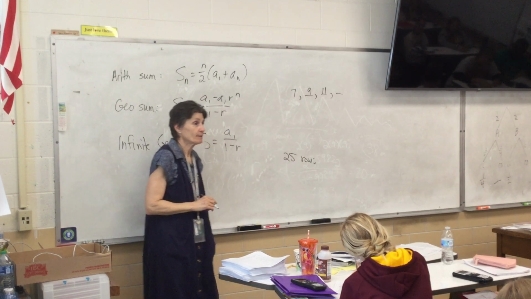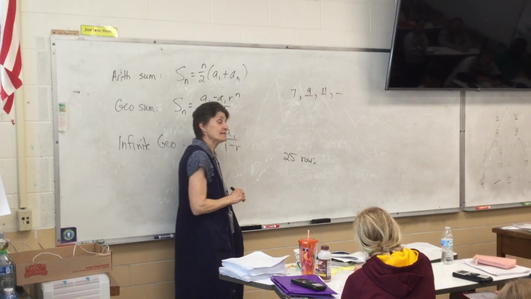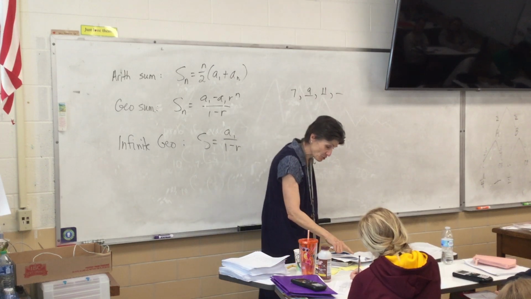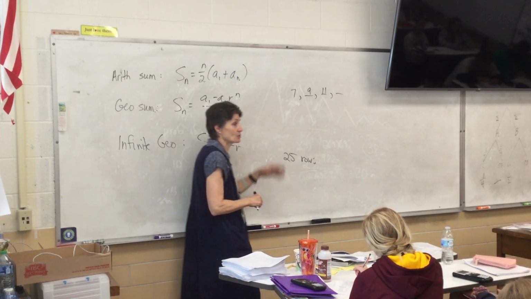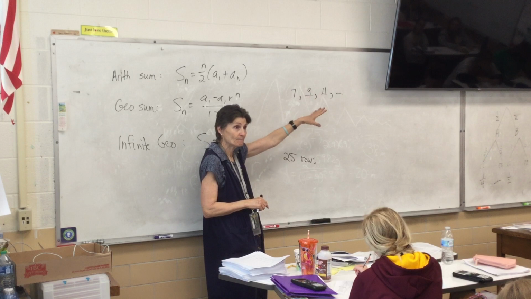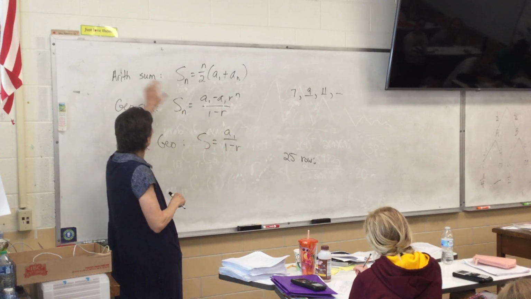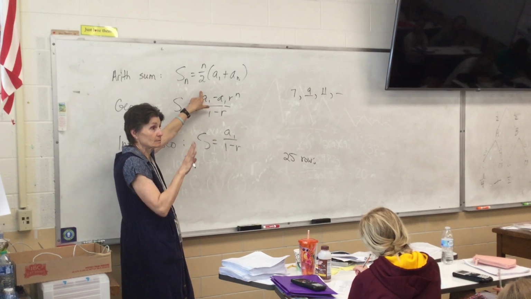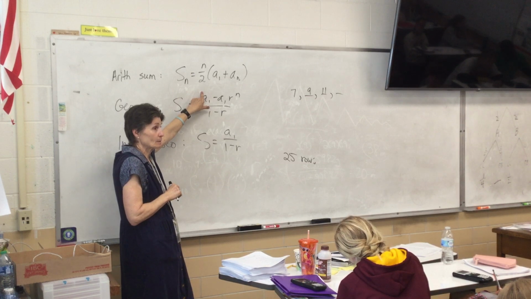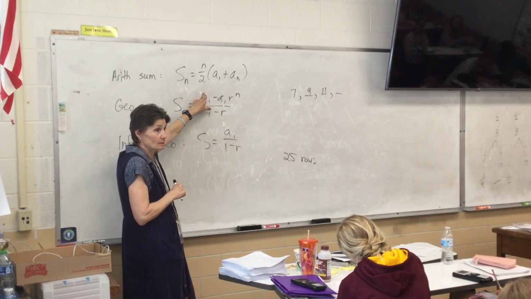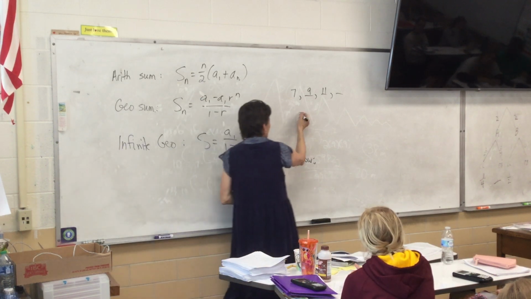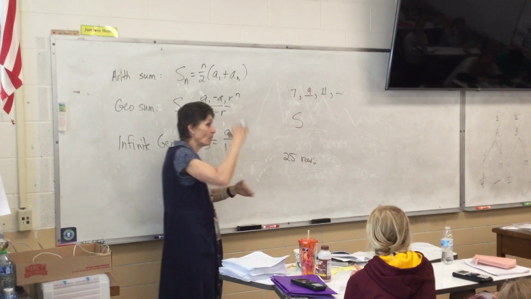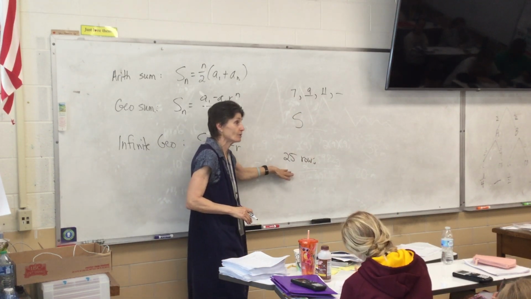Arithmetic or geometric? Arithmetic. I need to add them all up. It says how many total seats are in this section. So would you agree I'm going to add all these up? Yes. It's arithmetic. I only have one formula to worry about. Here it is. All right. How many am I adding up? I want to take the sum of all these terms. How many terms are there? 25.